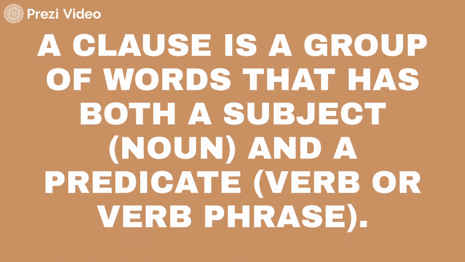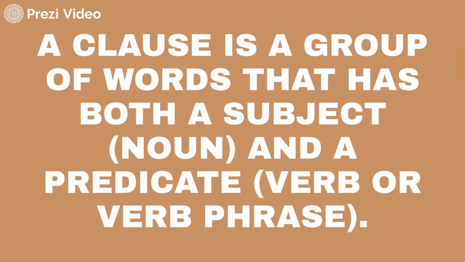First, the definition of a clause. A clause is a group of words that has both a subject and a predicate. So a subject is a noun, and specifically it is the noun that the sentence, or in this case the clause, is about, so the main noun, and the predicate can be a verb or can be linked to the verb as a verb phrase.